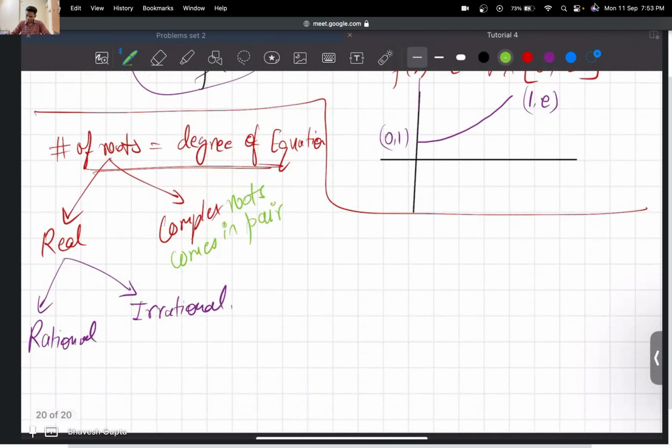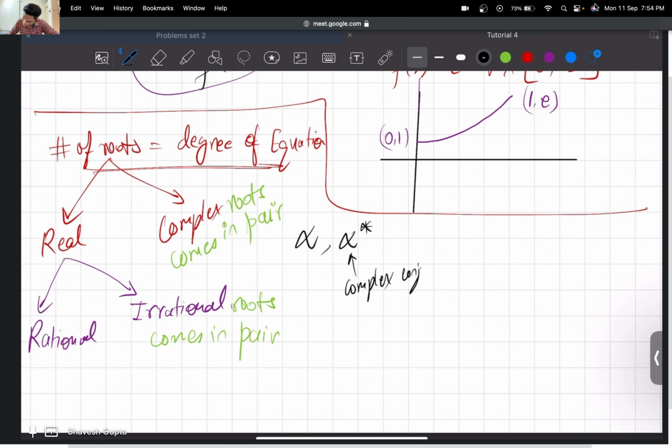Irrational also comes in pair. In case you are not clear with the idea which I have just showed you, let's say alpha is a complex number and that is a root, then the companion root, because complex roots come in a pair, would be just alpha star, which is the complex conjugate. So if you don't know this, I would add this complex conjugate.